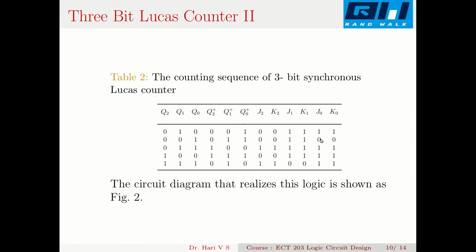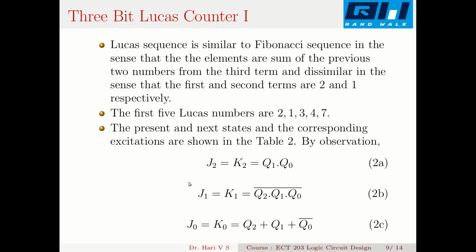Here it is 0 for this value, for J0, K0. The min term corresponding to this 0 value is Q2 bar, Q1 bar, Q0. So if you take the complement of that, by De Morgan's law, it becomes Q2 or Q1 or Q0 bar. Now J0 and K0 is Q2 or Q1 or Q0 bar.